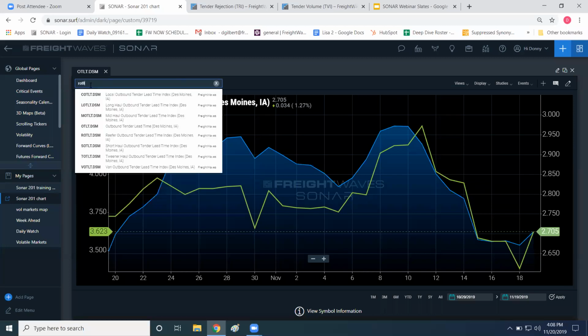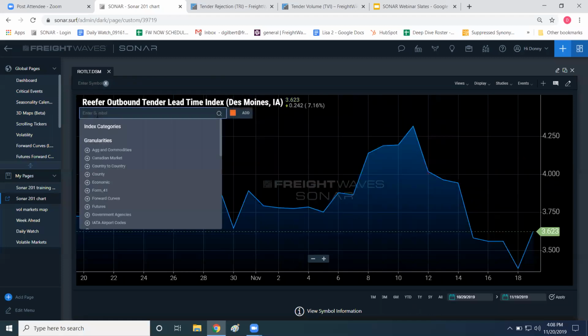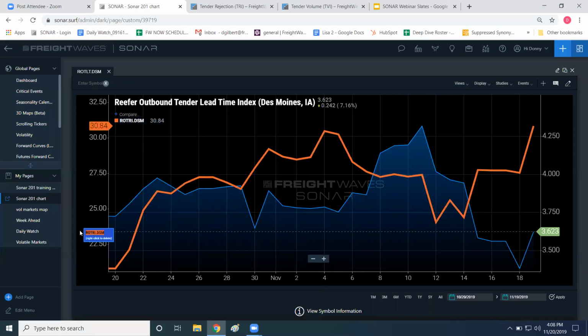Looking at this, I would bring up ROTLT.DSM, and just for fun, compare it to ROTRI.DSM and see what's been going on. We see the tender rejection rate starting to pick up right here, and we see a reaction by the shippers, that tender lead times are being pushed out. So here's the reaction by carriers. They're declining loads and probably moving to the spot market to pick up loads with higher spot market rates. These tender rejection rates are moving up, and we see a turnaround here for tender lead times as well.